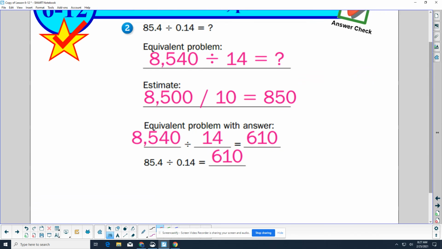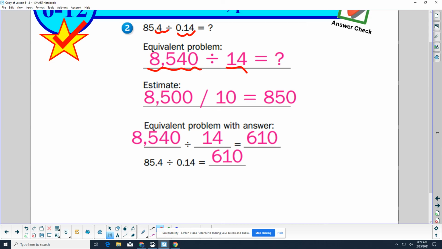So you have 8,540. So you can see here they needed to make this into 14, so they know they had to bump up 2 place values, remove the decimal 2 places, so they got 14. Here they did the same thing. They were able to move it 2 places. And they said 8,500 divided by 10. Pretty easy to do, and you get 850.